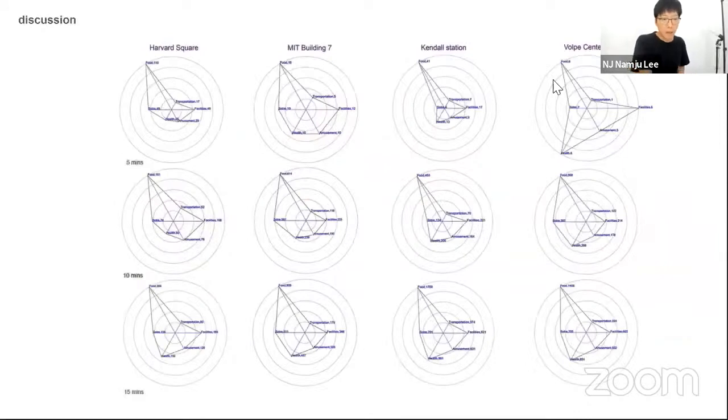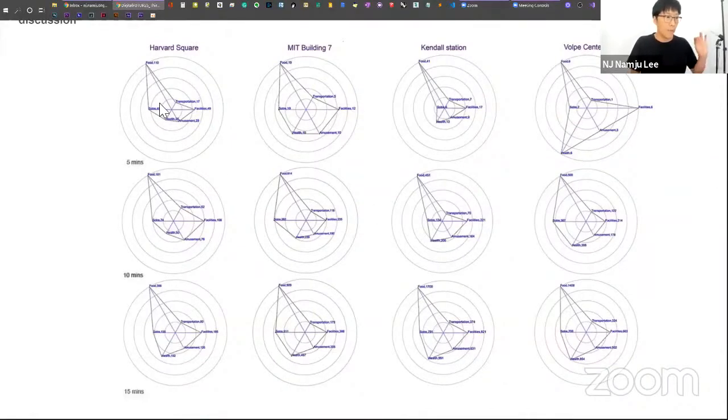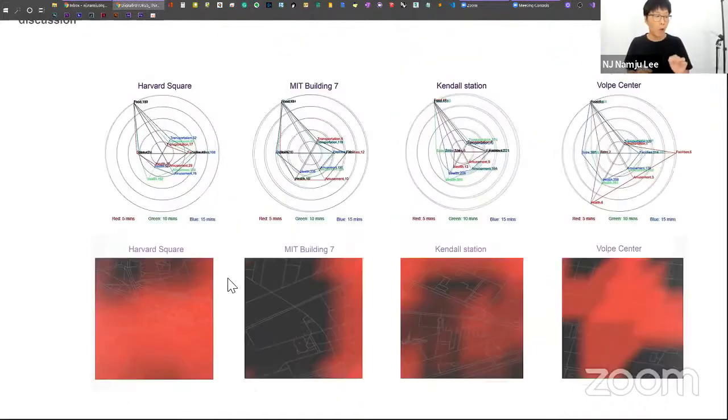So this is the result. Let me close this window. So there is the number of third places within the six categories based on three different measures, 5, 10, or 15 minutes. If we overlay them on top of each other, we can see some pattern and some shape, like a star shape.